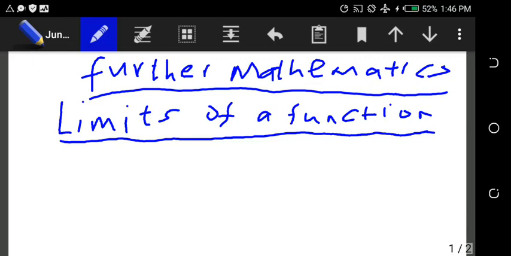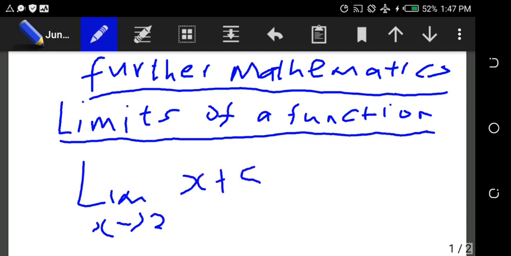Let's say that we want to take the limit of this function. Remember the notation. So we have the limit as x approaches, let's say 2, of the function x plus 5. All right, so we have to take a limit of x as it approaches the value of 2 in this given function x plus 5. And what are we to do? We have to make a direct substitution.